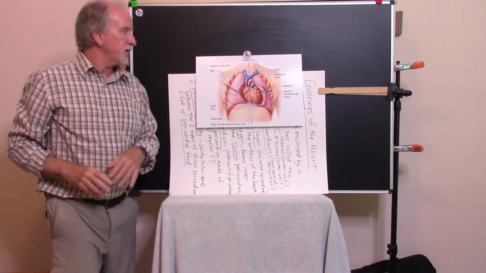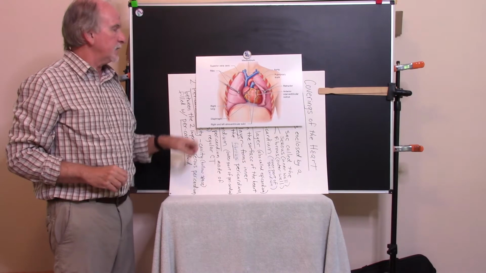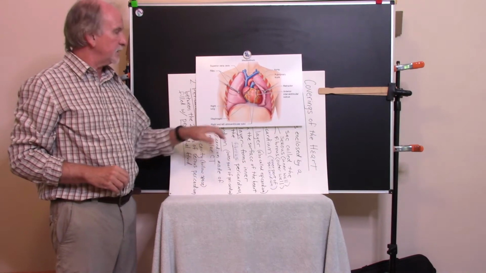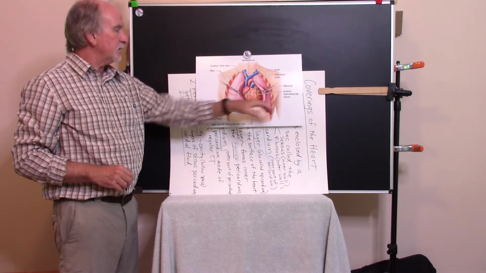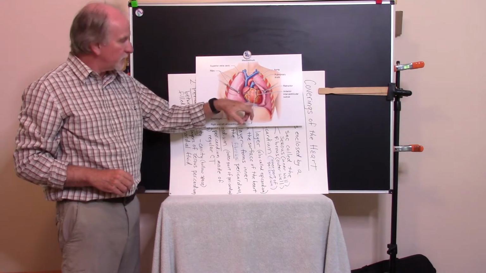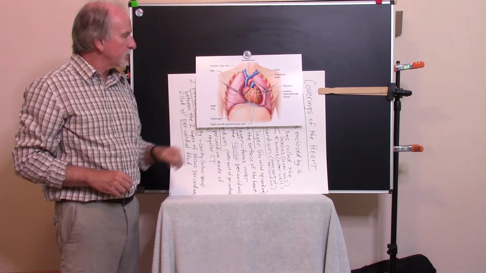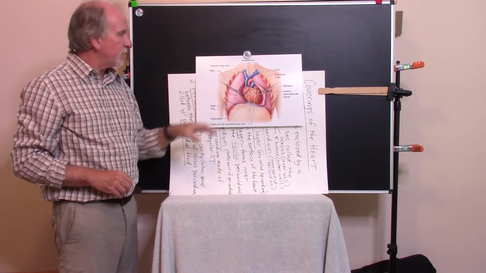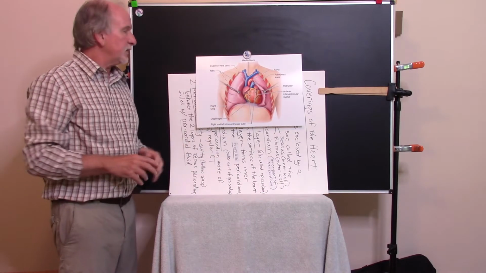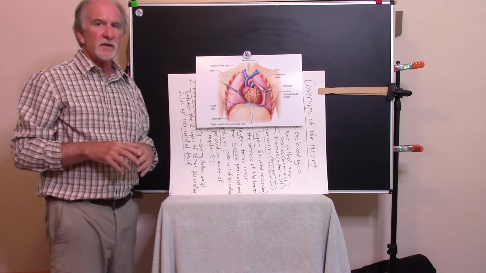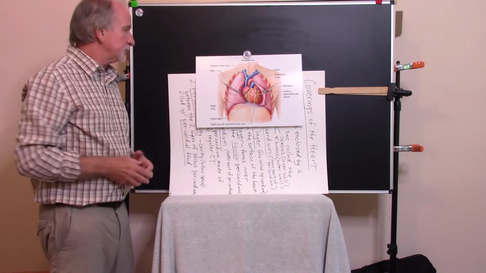So this is an illustration showing the heart, and here would be the heart in the mediastinum, the space found between the lungs. The apex of the heart rests on top of the diaphragm, and these large blood vessels, the pulmonary trunk, aorta, and the superior vena cava are coming out of the base of the heart.